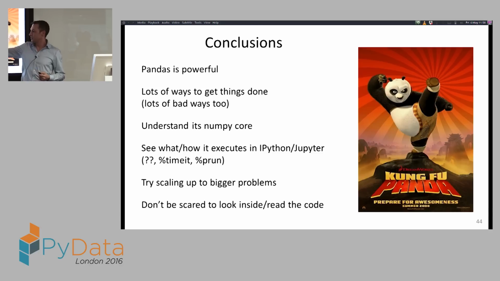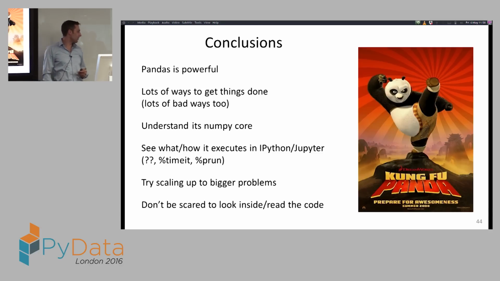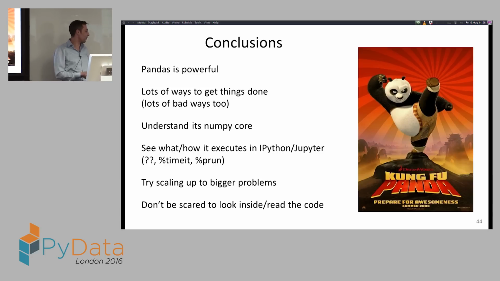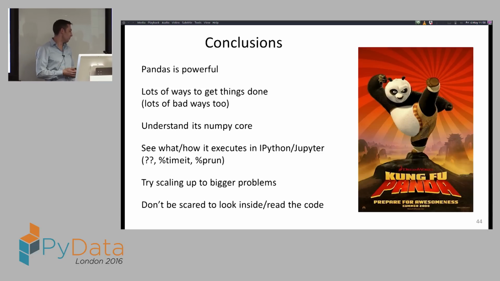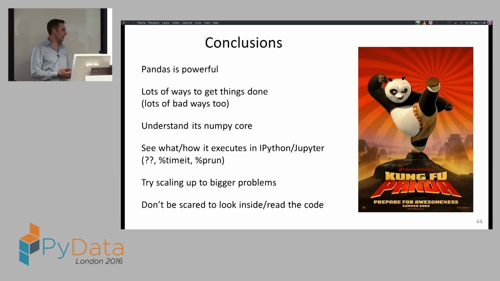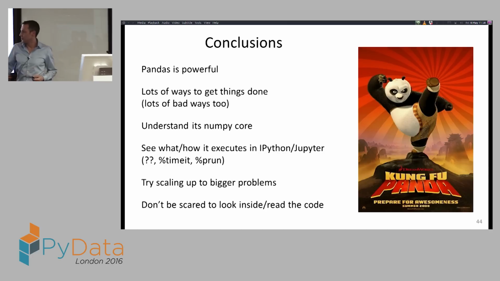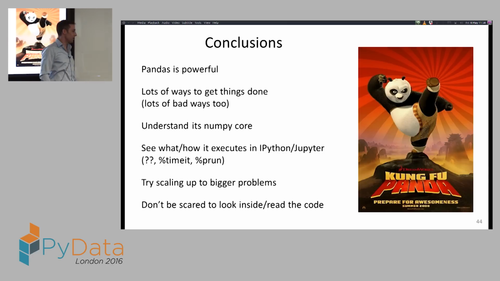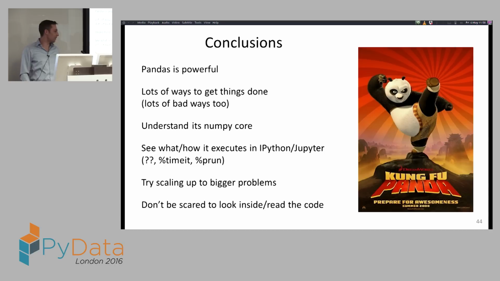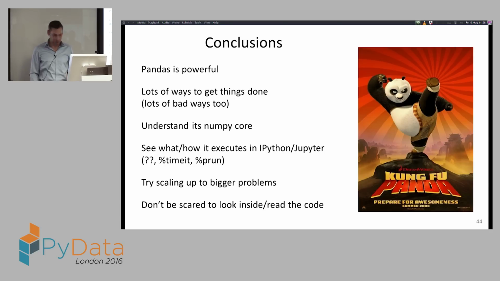To get this intuition for yourself, play around in IPython or a Jupyter notebook, and try scaling up to really big problems. If you do it with small data sets with 100 or 1,000 rows, everything will perform kind of fast enough. Once you have hundreds of thousands or millions of rows, then it really gets interesting. Don't be scared to look inside the code. Use the double question mark at the end of an object or method name inside IPython to quickly see what the code is doing.